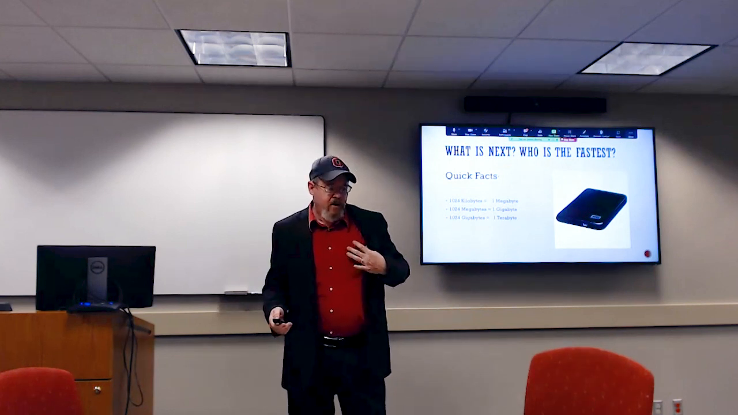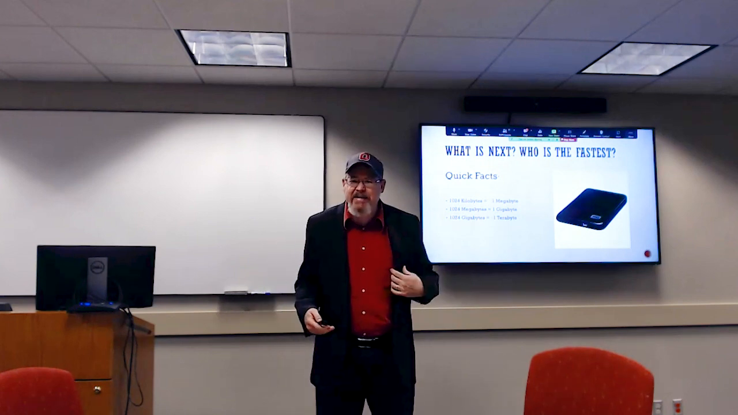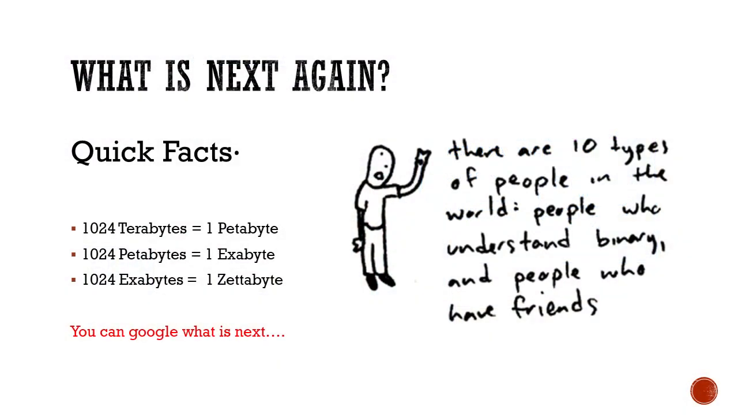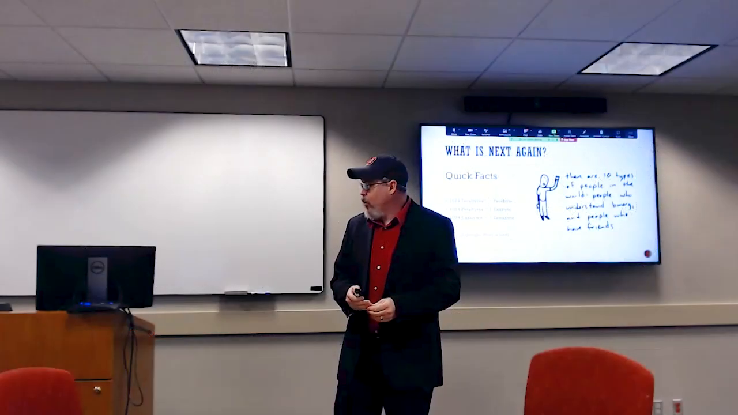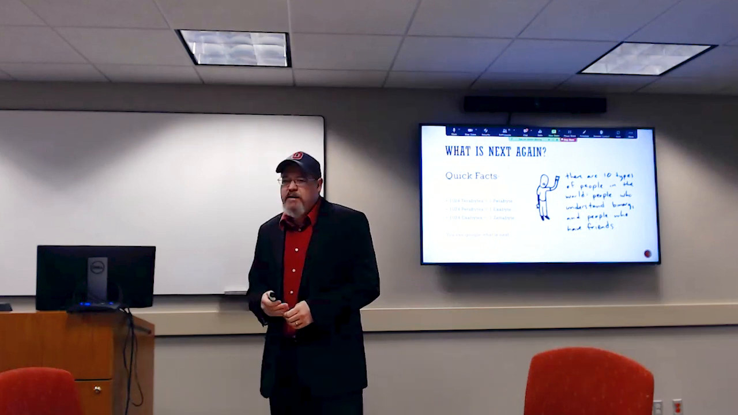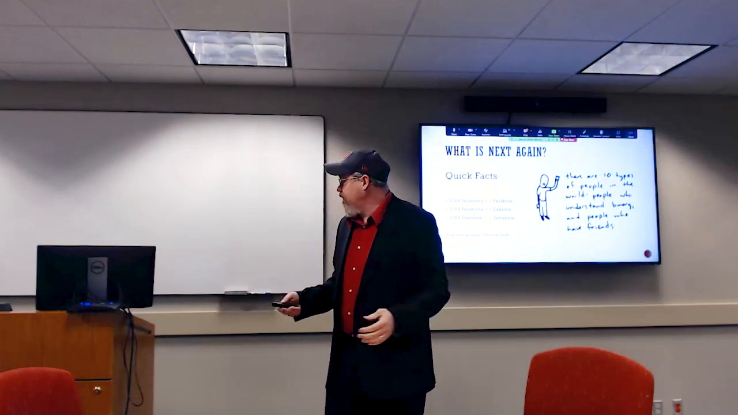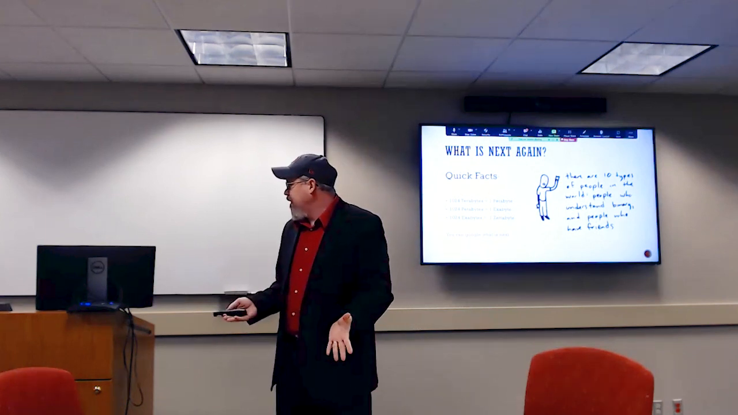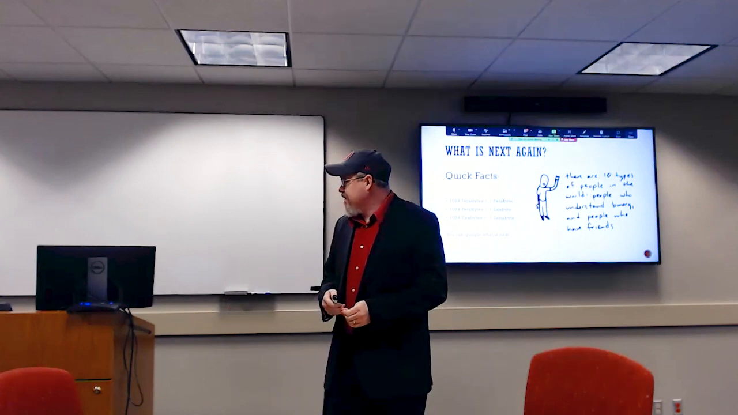That's amazing that we can do that today. And so what comes next? There are 10 types of people in this world: those who understand binary and those who have friends. That's not true. You can understand binary and still have friends. So, we're all in a digital world now. But 1,000 terabytes equals a petabyte. Then 1,000 petabytes approximately is an exabyte, and 1,000 exabytes is a zettabyte.